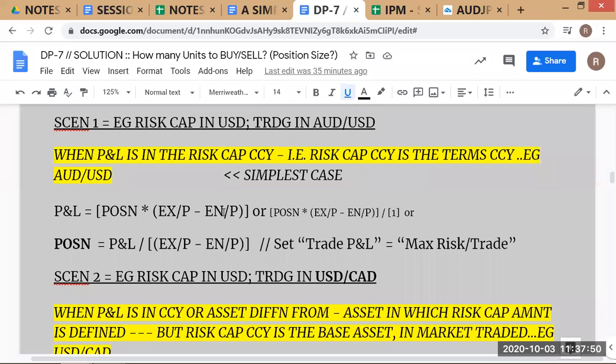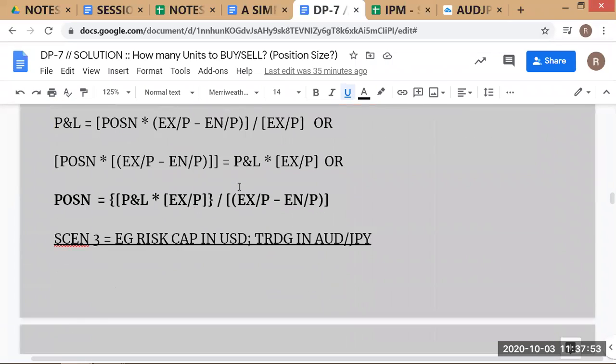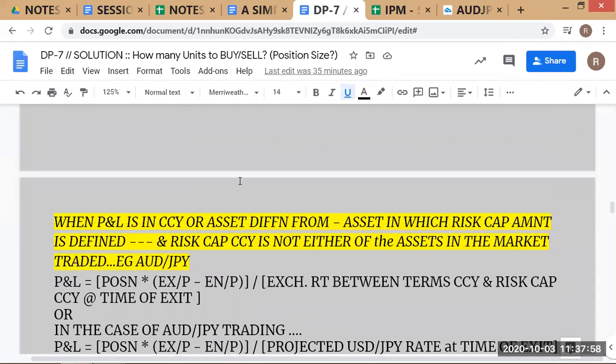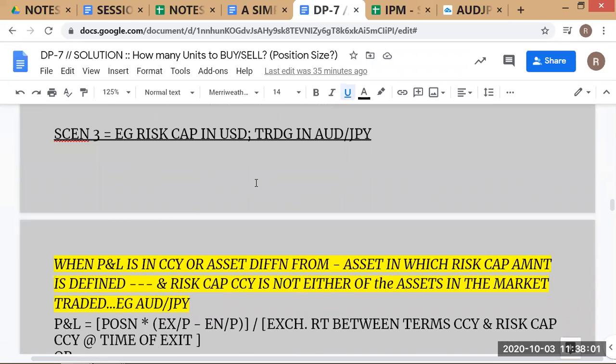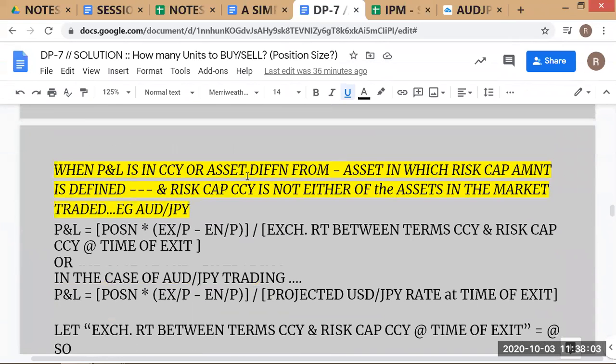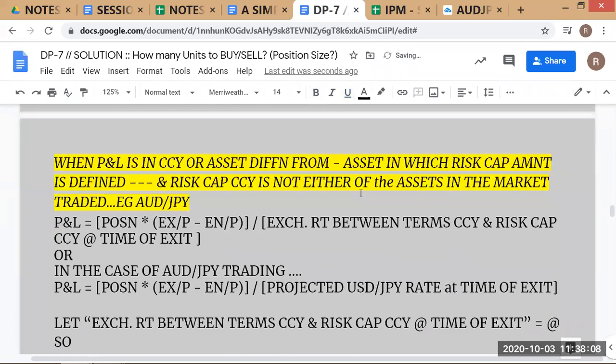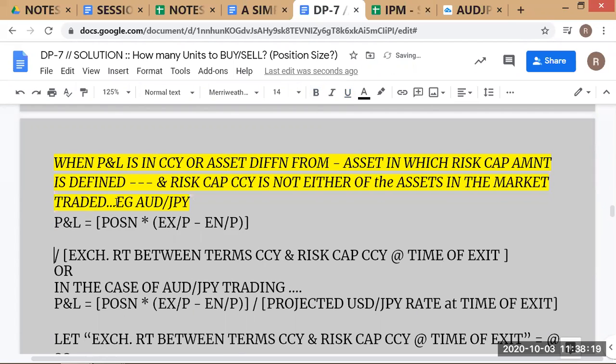Yes, sir. Okay, so let's take the most complicated example. In the case of Aussie Yen, third scenario. Okay, now if we take Aussie Yen, PNL is, this is the first part. Let me move the second part away for now. RHS first part, PNL in terms currency. But that's not good enough for us. We need a second part also.